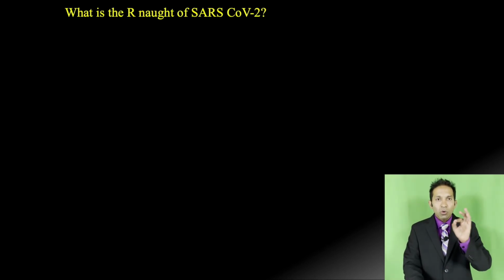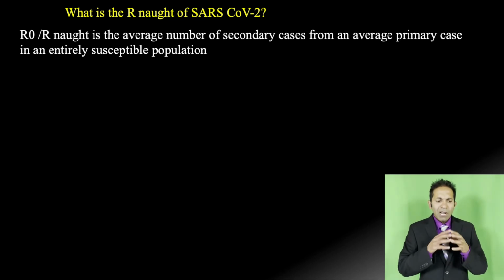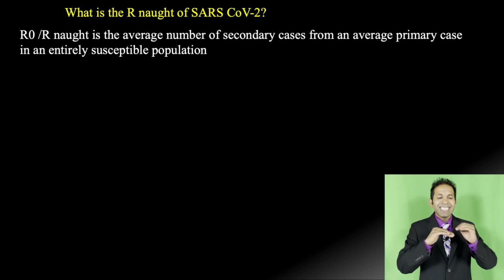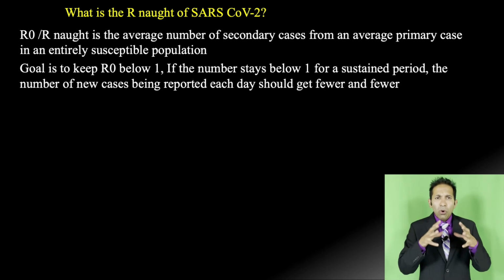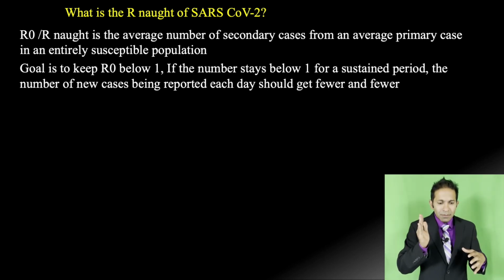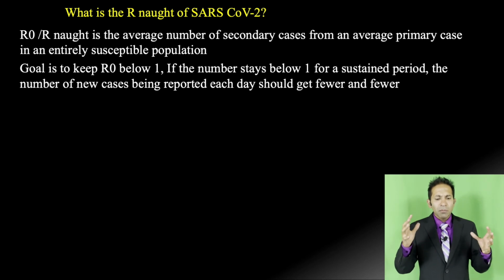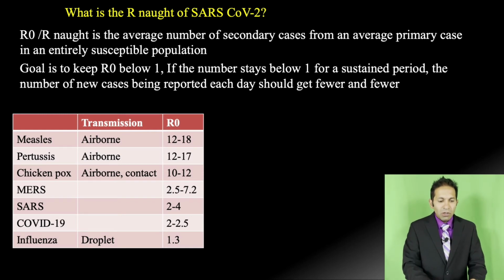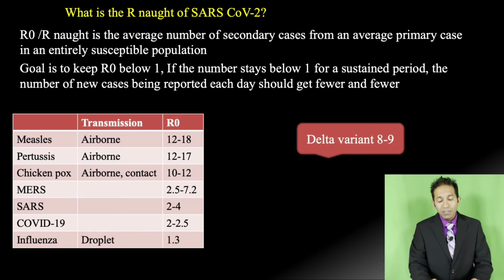What is R0 of SARS-CoV-2 which causes COVID-19 infection? R0 is the average number of secondary cases from an average primary case in an entirely susceptible population. Goal is to keep R0 below 1. If the number stays below 1 for a sustained period of time, the number of new cases being reported each day should get fewer and fewer and fewer. Okay. Now, in this table, you see the R0 of measles is around 12 to 18, pertussis is 12 to 17, chickenpox is 10 to 12, whereas R0 of MERS, SARS and COVID-19, which is caused by SARS-CoV-2, is approximately between 2 to 3, okay? And common flu is 1.3.